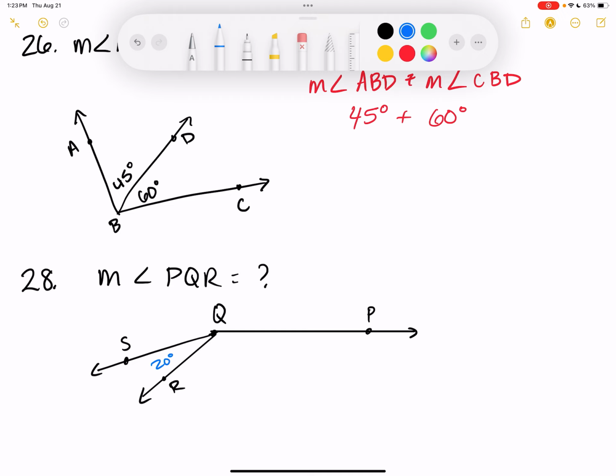But if they draw something like this, and then they write 160 degrees, what do you think that means? They're 160 degrees combined. Yep, so everything combined is 160 degrees. Okay? So, I'm trying to find, right now, this PQR angle, right? That's the angle that I'm trying to solve for.